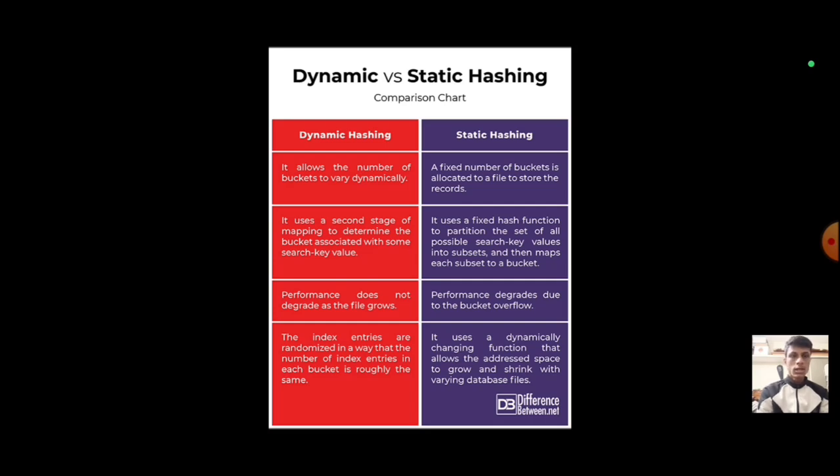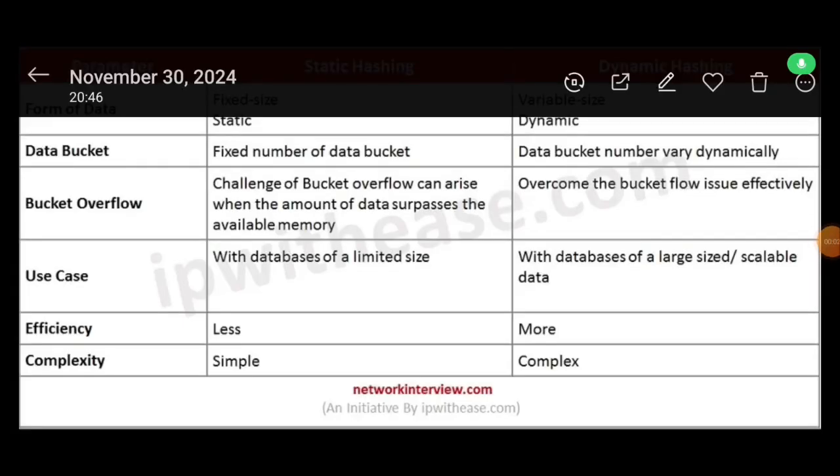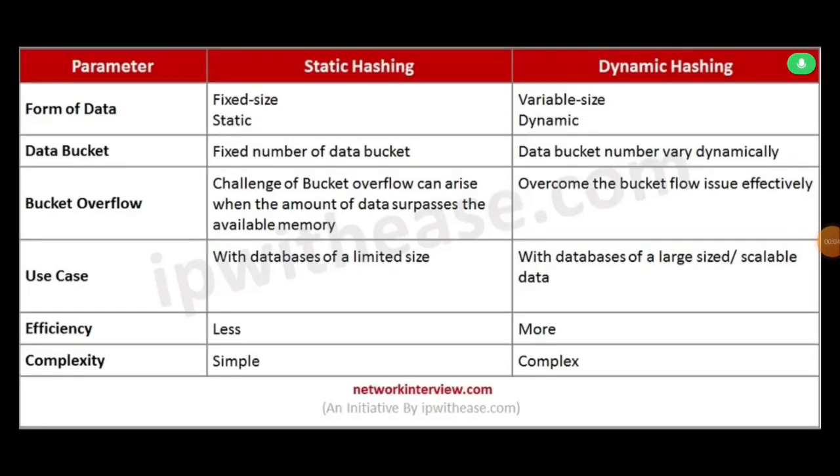In dynamic hashing, the index entries are randomized in a way that the number of index entries in each bucket is roughly the same. And in static hashing, it uses a dynamically changing function that allows the address space to grow and shrink with varying database files. In this table you can see the perfect form, like where static hashing is useful and where dynamic hashing is useful.